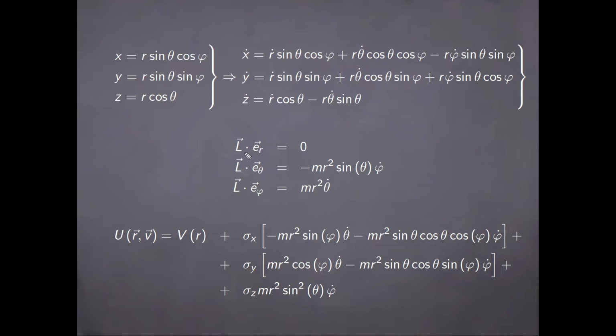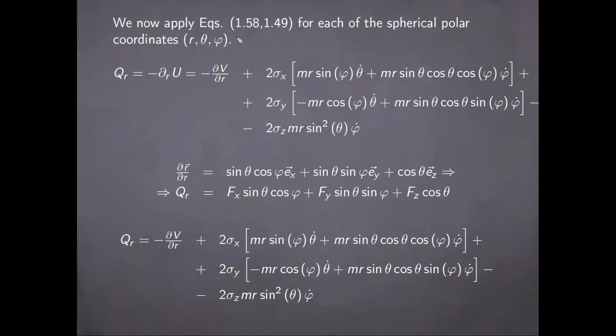obtain the following dot products between the angular momentum and the various spherical versors. So the dot product with the radial one is 0, and the dot product with the angular versors has the expressions listed here. And as such, we can then calculate the dot product between sigma and L, and we obtain that the generalized potential in spherical coordinates has the expression written here.